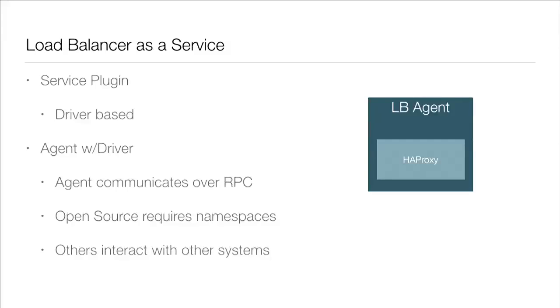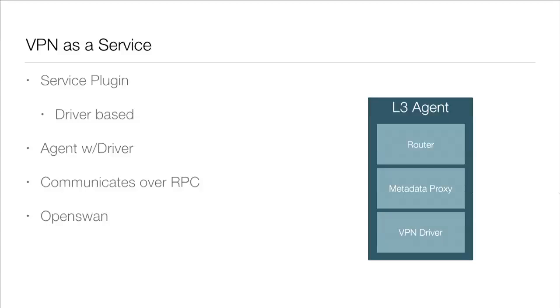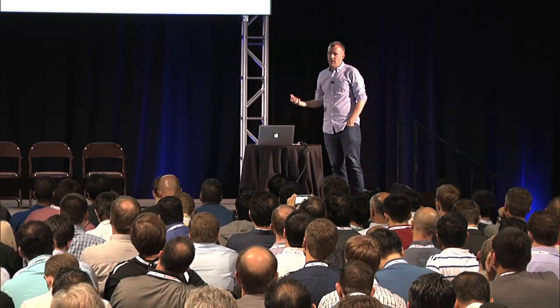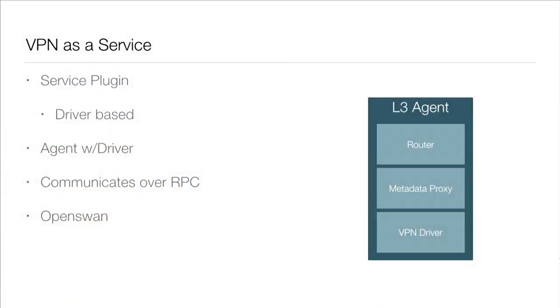The open source implementation requires namespaces, again, so we can provide isolation. And like I said, others will interact with other systems. VPN as a service works a little bit differently. It's a service-based plugin, again. We have drivers. The agent actually co-resides with the L3 agent. So if you enable VPN, we'll create a router, we'll create a metadata proxy for that instance, and add the VPN driver, which typically configures OpenSwan. So that way you can have full routing within your tenant's network.